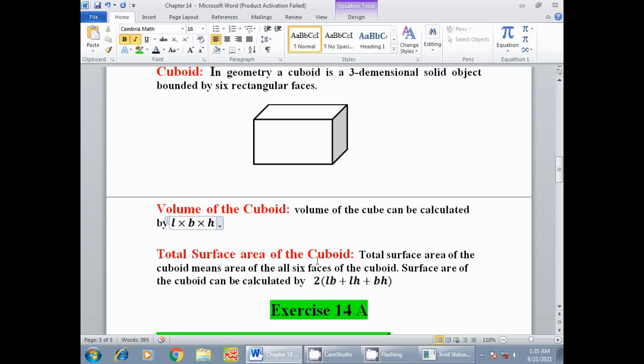Total surface area of the cuboid. Total surface area of the cuboid means area of all 6 faces of the cuboid. And this area can be calculated by 2 into length times breadth plus length times height plus breadth times height. Now, length, breadth, height are basically the dimensions of the cuboid.